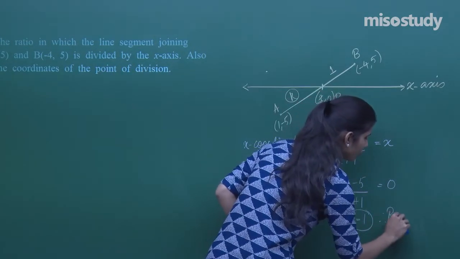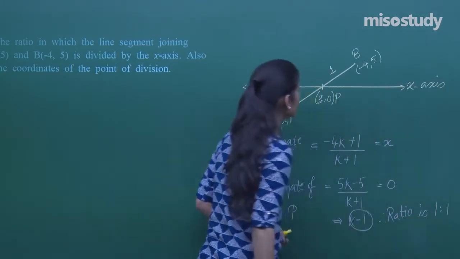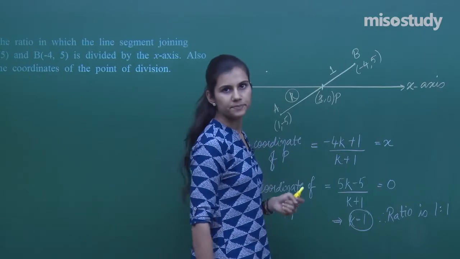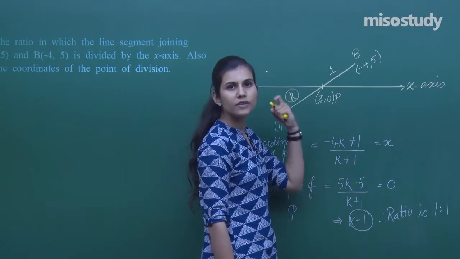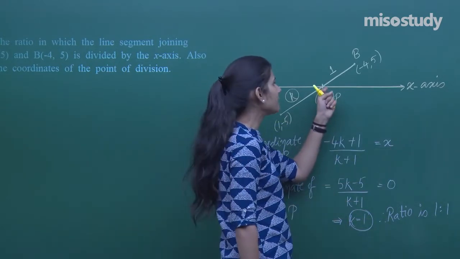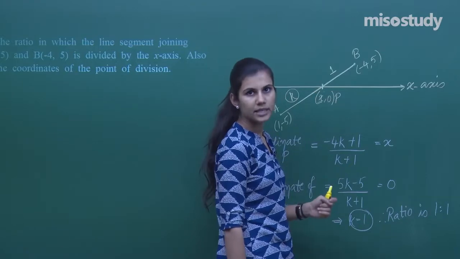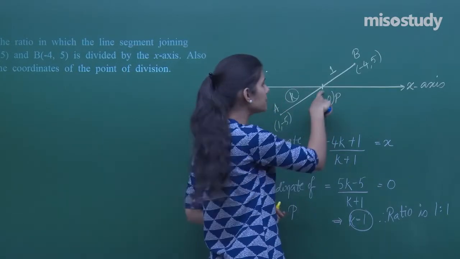Therefore, the ratio is 1 is to 1. That means P is the midpoint of AB. This x-axis is dividing the line segment AB in the ratio 1 is to 1, meaning the x-axis is striking off this line segment right at the midpoint of AB. Clear? Now that you know the ratio is 1 is to 1, P is the midpoint.